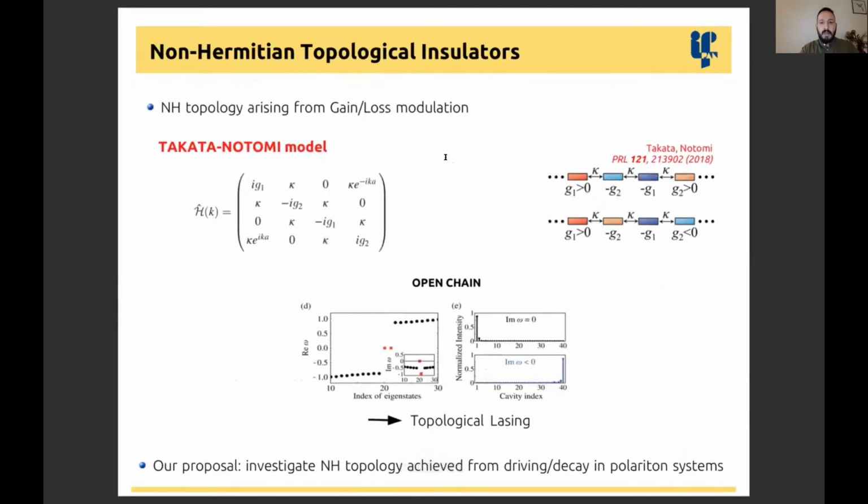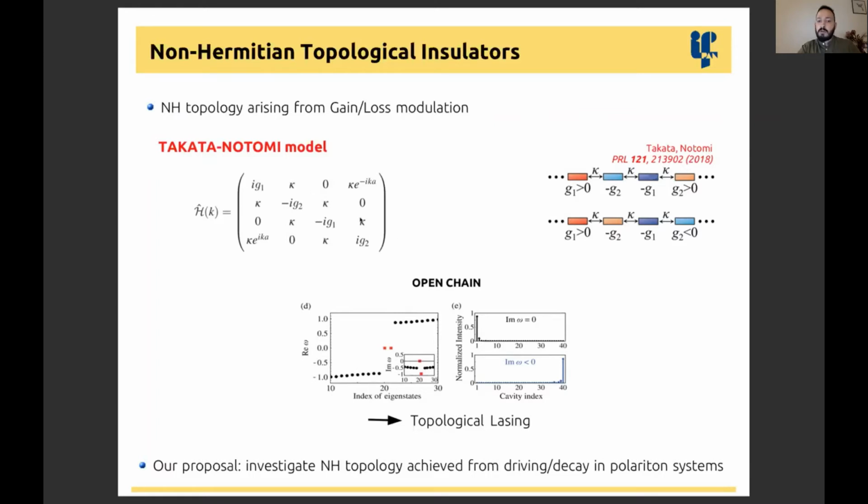So a very interesting idea was introduced a few years ago by Takata and Notomi. They consider a one-dimensional chain where the unit cell is not composed of 2 sites, but of 4. Interestingly, all the couplings, as you can see, these K, are constant. So we don't need to touch these couplings, but what is peculiar in this model is that there is a periodically modulated on-site potential. You can see there is G1, minus G2, minus G1, G2. And in this case it is purely imaginary.